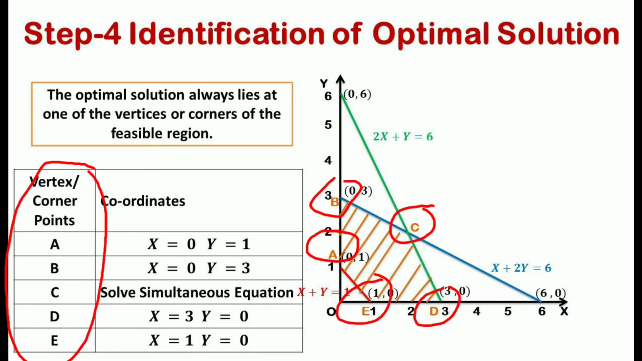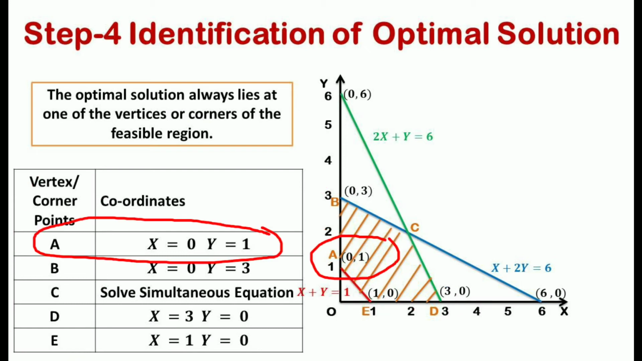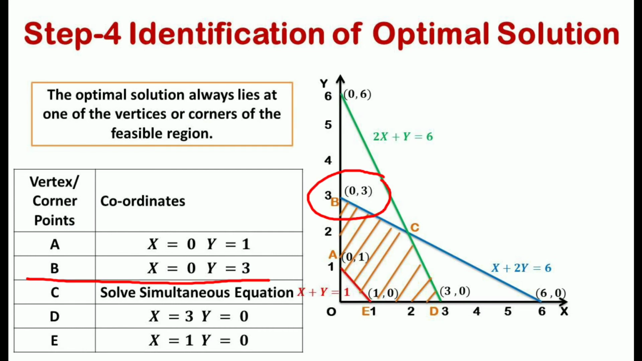A, B, C, D and E. The first corner point is A, where the value of x is equal to 0 and the value of y is equal to 1. And the second corner point is B, where x is equal to 0 and y is equal to 3. And the third corner point is C, which is the intersection point of two lines on the graph. So in order to find out the value of x and y at the point C, we have to solve both equations simultaneously. We will do it later.